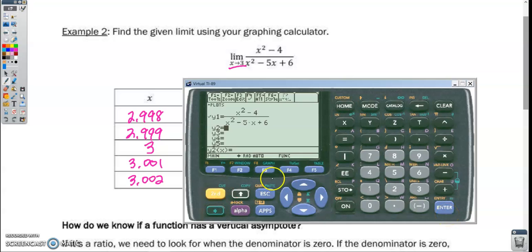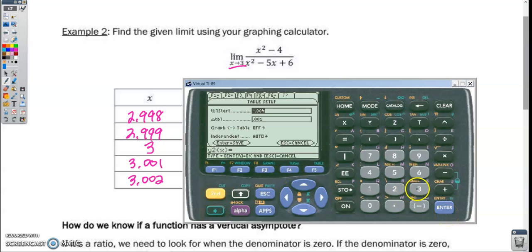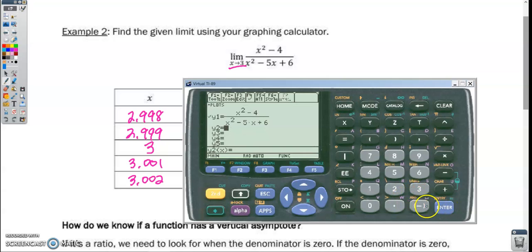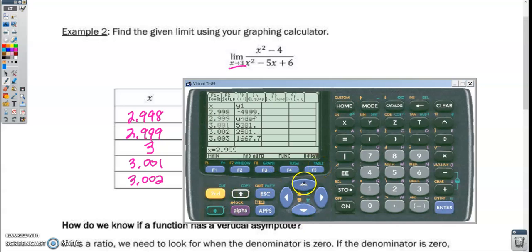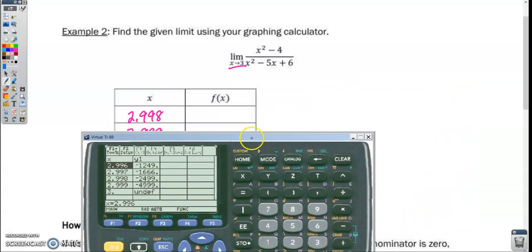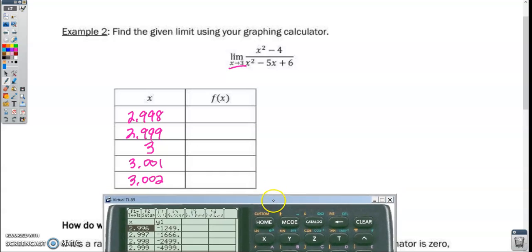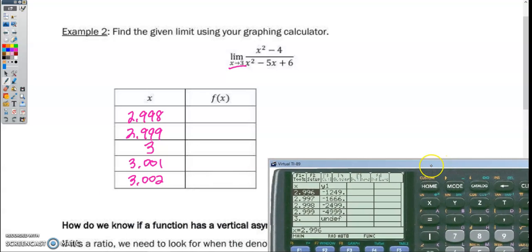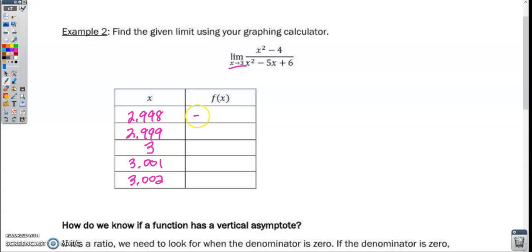And then I'm going to set up my table to be centered at 3 and count by 0.01. Then I'll look at my table and I'll scroll up. First I'm going to focus on the values to the left of 3. We've got negative 24.99, negative 49.99, and an error.